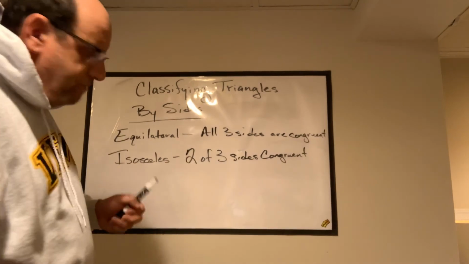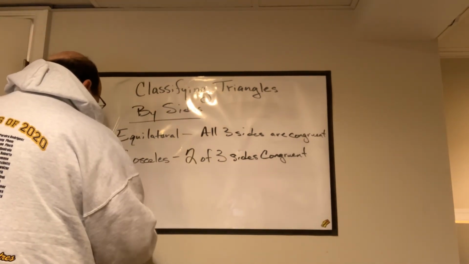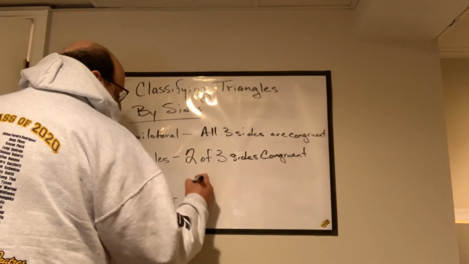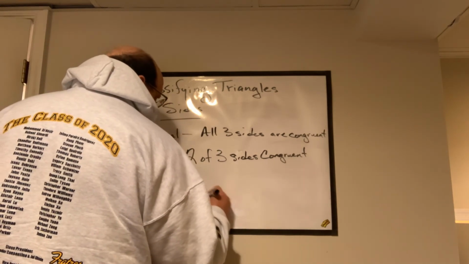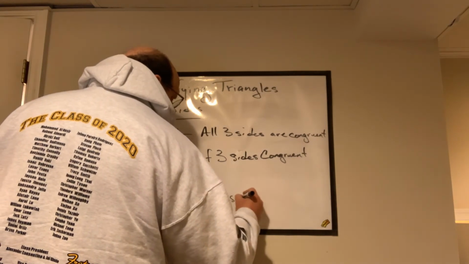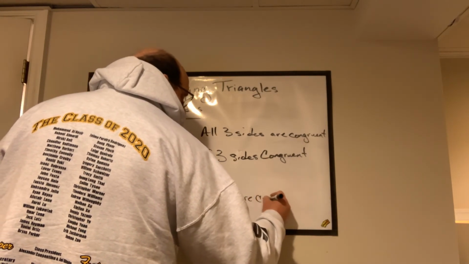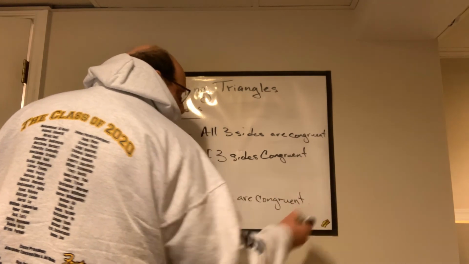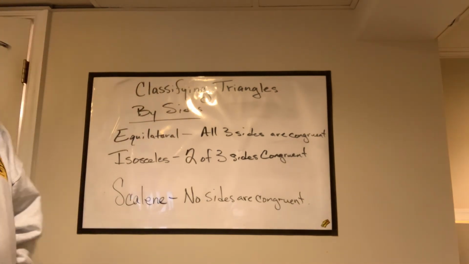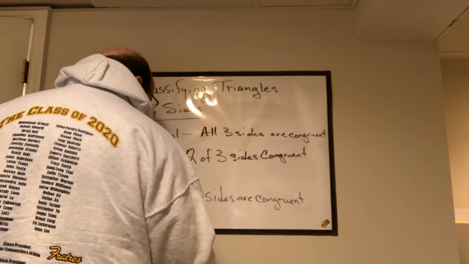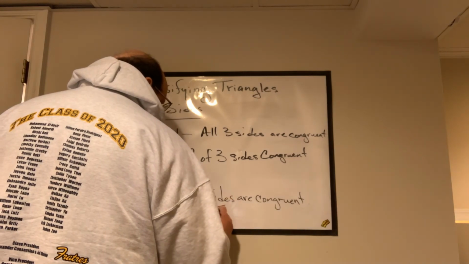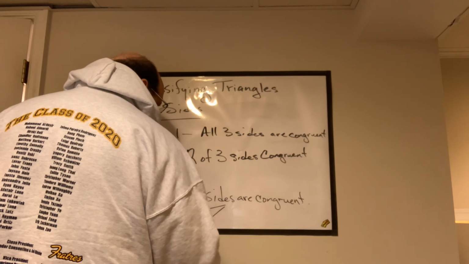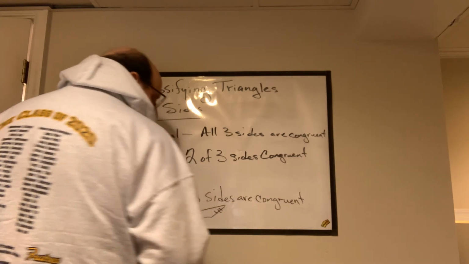And the next one is just scalene. Scalene just means that no sides are congruent. Each side has its own length and it doesn't relate to the other sides. Of course, you'll most likely see a long side, a short side, and another semi-long side, and you'll see this marked 1, 2, and 3 different lengths.